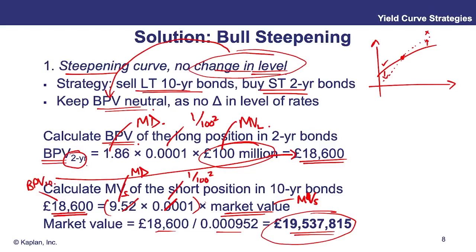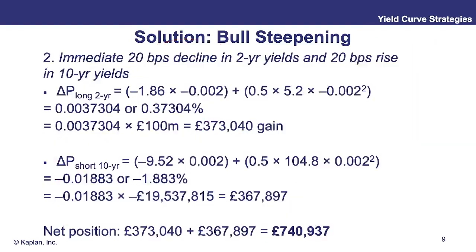The second question we were asked is calculate the total P&L if there is an immediate 20 bips decline in the short rate and 20 bips rise in the longer rate, the 10-year rate. That's great, because that's our view playing out. You won't just correct, you will correct immediately. Long rates went up and short rates went down. All right, you're immediately correct. Now we can use our duration and convexity formula to estimate the price change impact of these changes in rates.